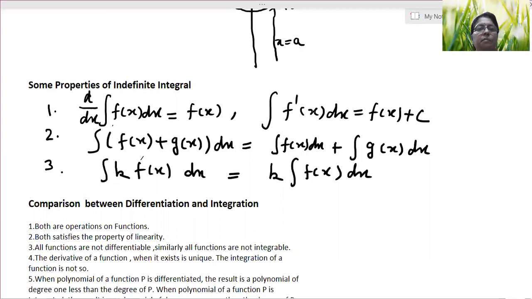Now come to the next property. Property number 2. Integral of fx plus gx is equal to integral of fx plus integral of gx, right? Integral of k fx dx is equal to k integral of fx dx, right? So these are the properties which were common also in differentiation, right? So now this is called the linear property of integration.